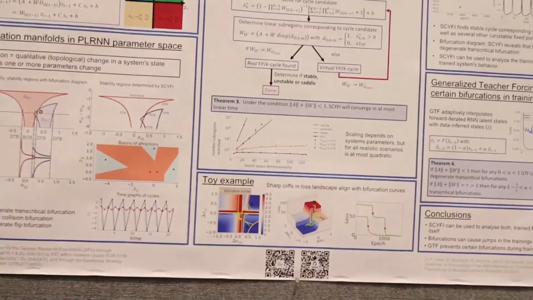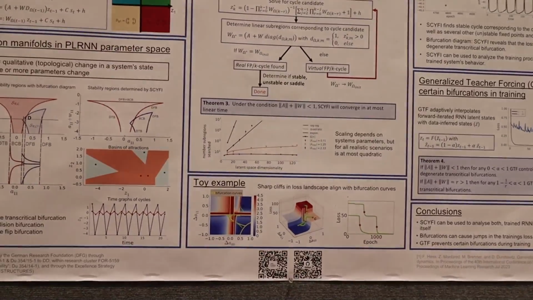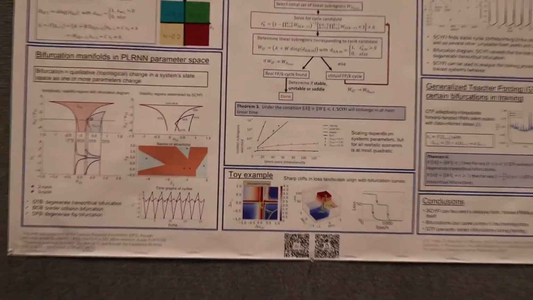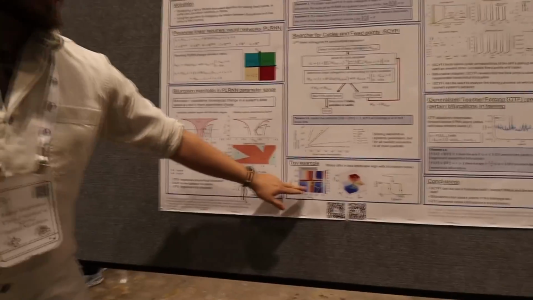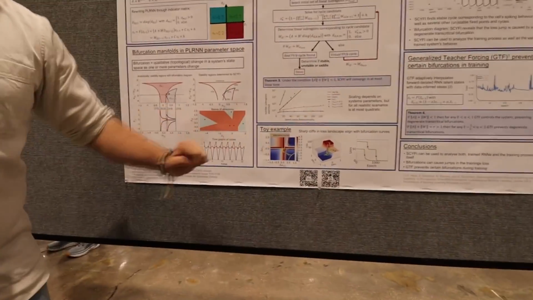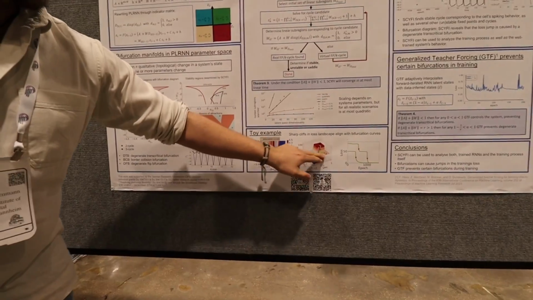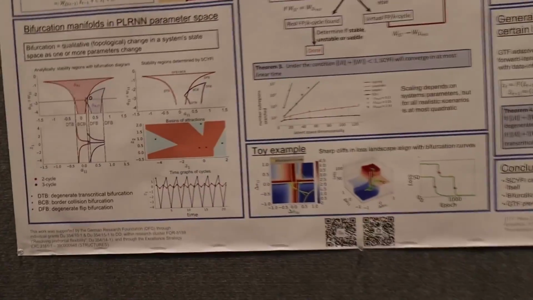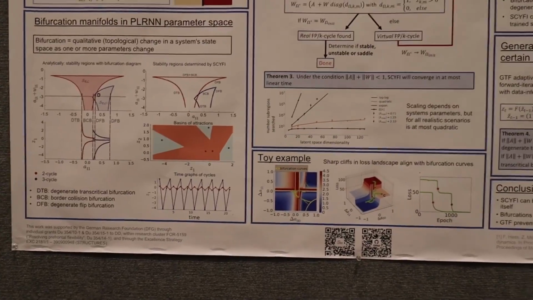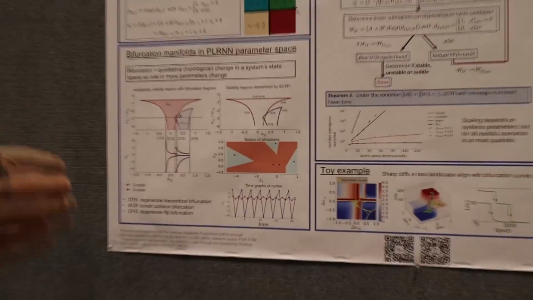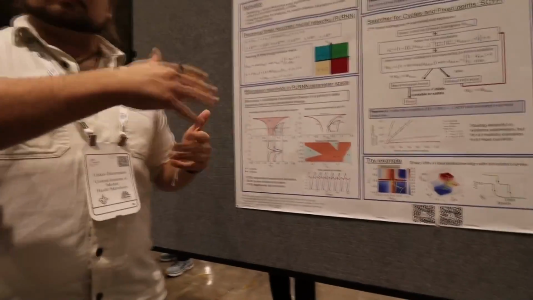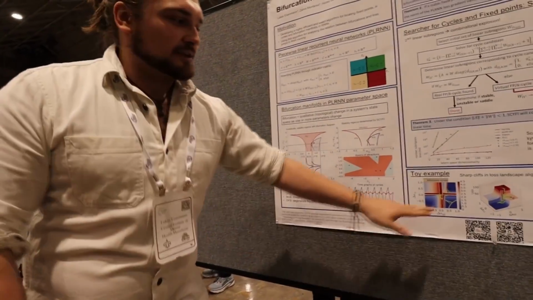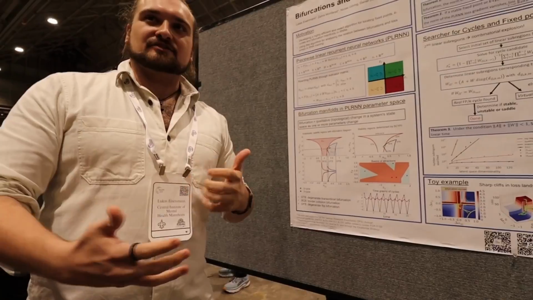And then we use that algorithm to actually calculate bifurcation curves, for example, in this toy example. You see this is the loss gradient, and this is the actual loss. And you see that all the jumps in the loss are actually aligned with bifurcation curves. Which means whenever you have a jump in the loss, it's probably caused by a bifurcation. But not every bifurcation causes a loss jump.